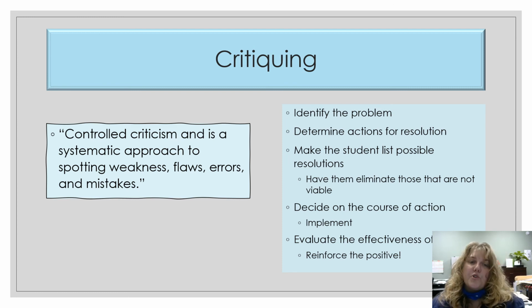I think when you're critiquing, it's important to start with the positive, give them the negative, have them work through and decide on a course of action, and then walk them through or make them work on that implementation part, and then evaluate and reinforce the positive. So you may start with a positive, you may be in the middle with the negative, and then when you're ending the discussion or the critique, you want to reinforce the positives and evaluate the effectiveness of the plan.